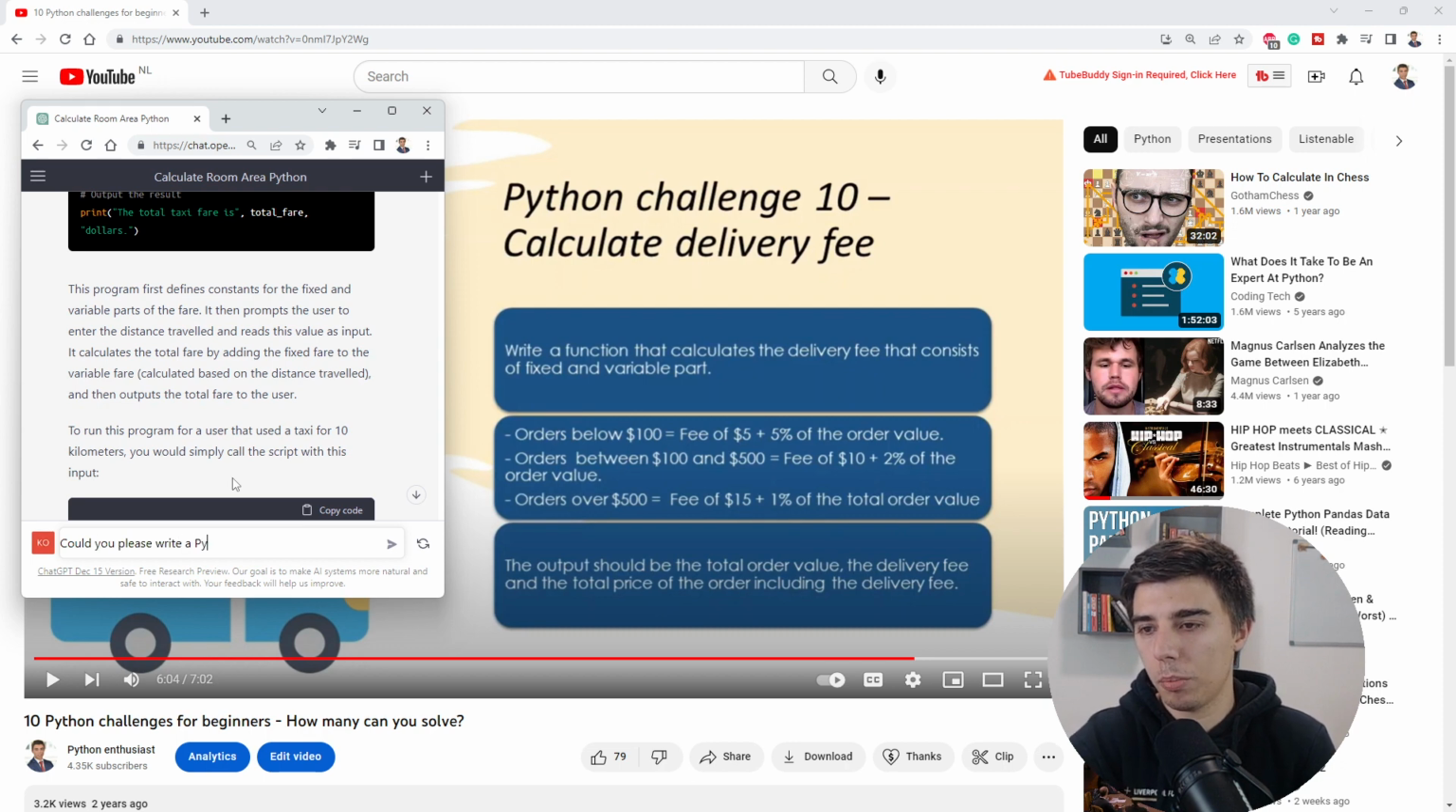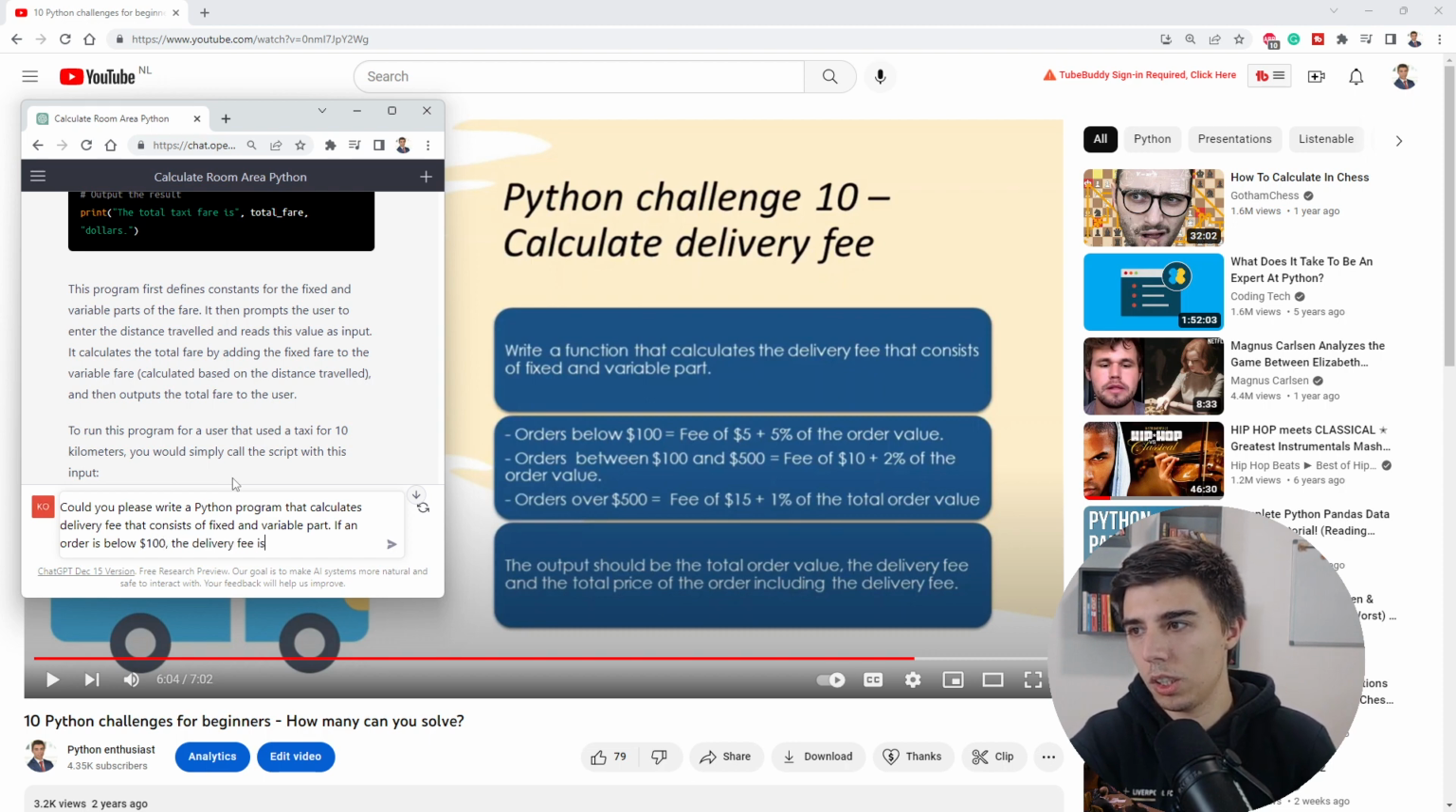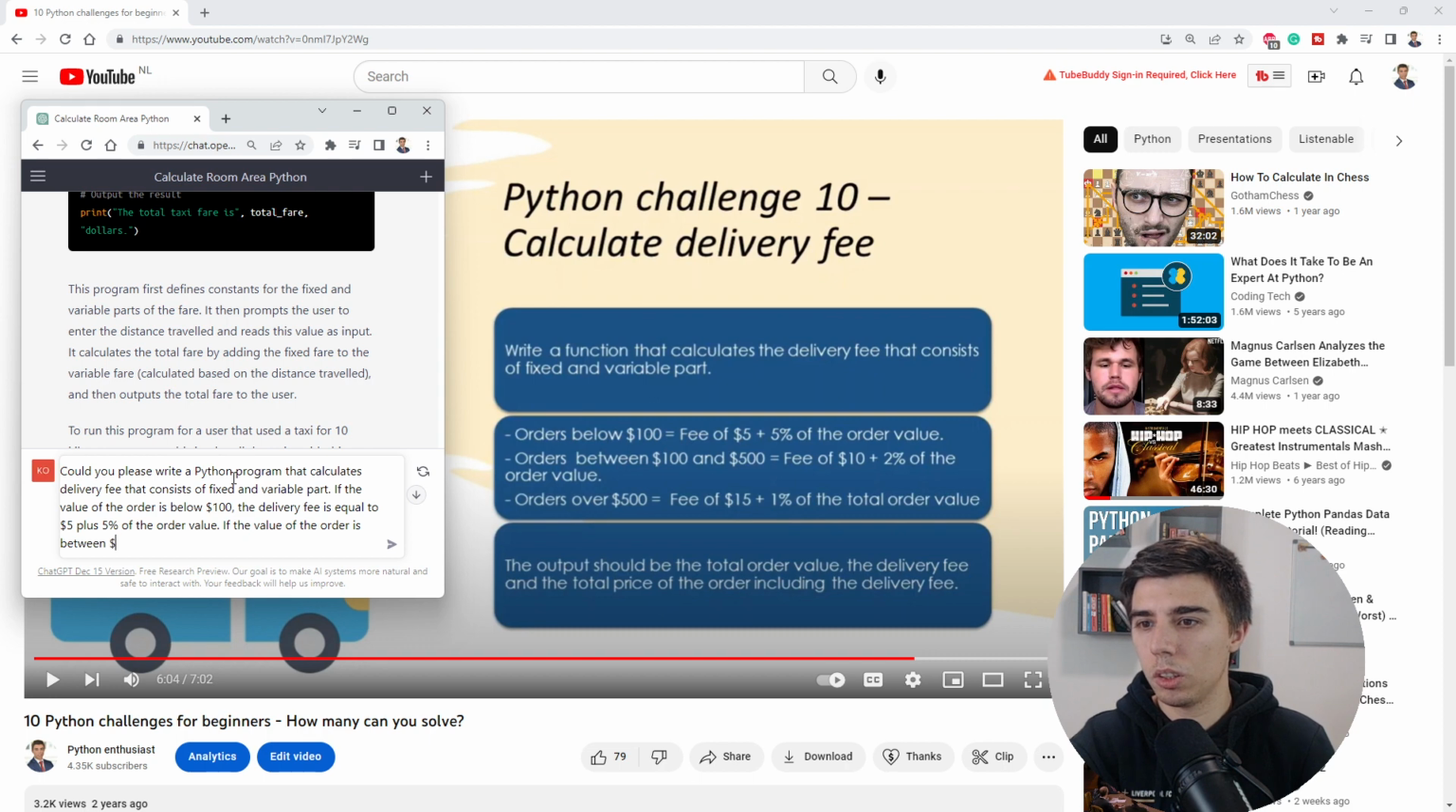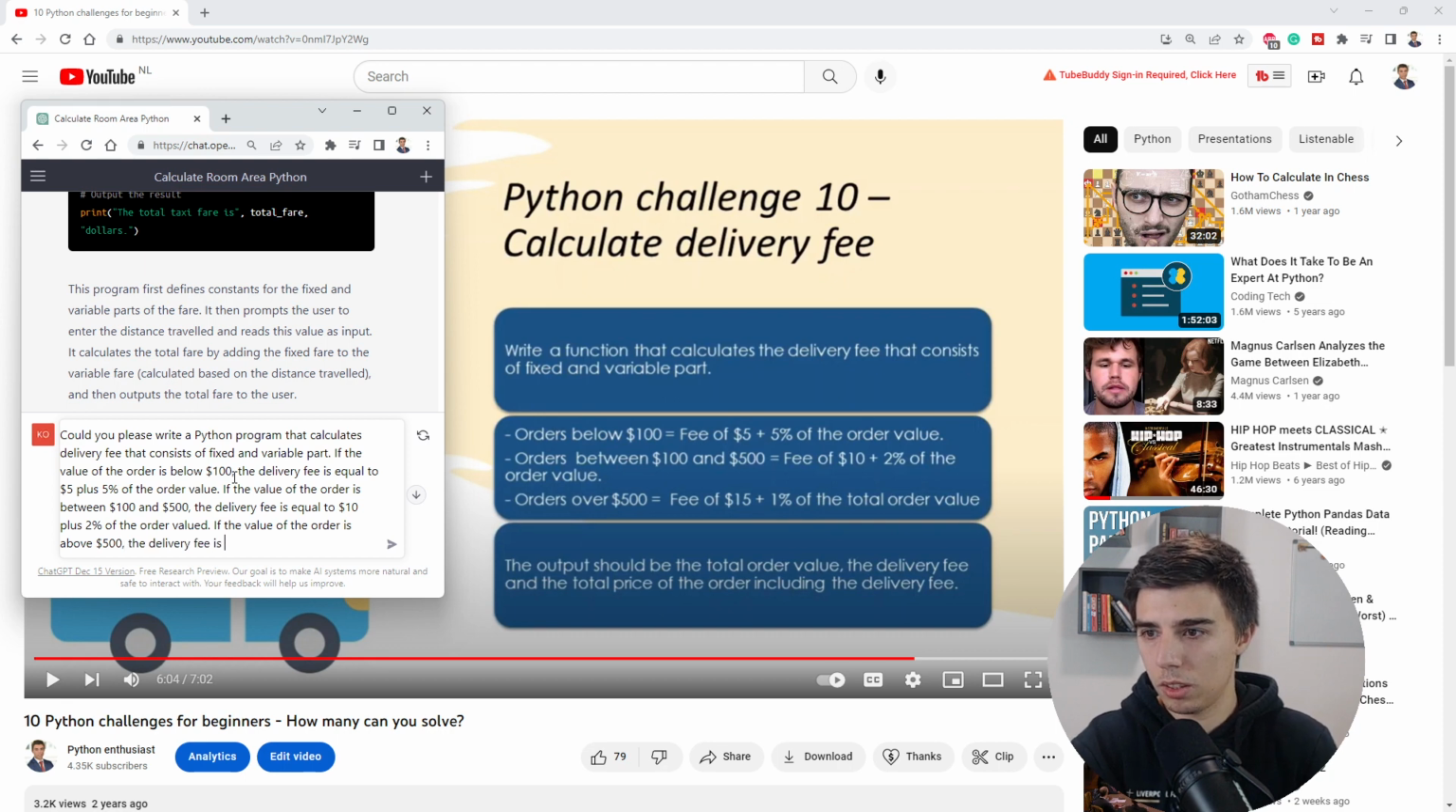Could you please write a Python program that calculates delivery fee that consists of fixed and variable part? If an order is below 100, the delivery fee is equal to $5 plus 5% of the order value. If the value of the order is between 100 and 500, the delivery fee is equal to $10 plus 2% of the order value. If the value of the order is above 500, the delivery fee is $15 plus 1% of the total order value.